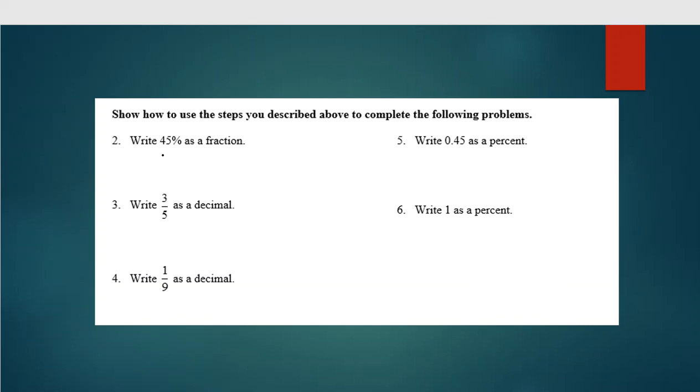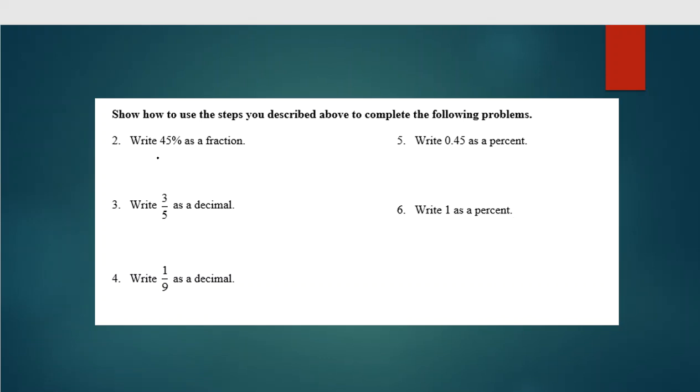So number 2 says write 45% as a fraction. Number 3 says write 3/5 as a decimal. Number 4 says write 1/9 as a decimal. Number 5 says write 45 hundredths as a percent. And number 6, write 1 as a percent.